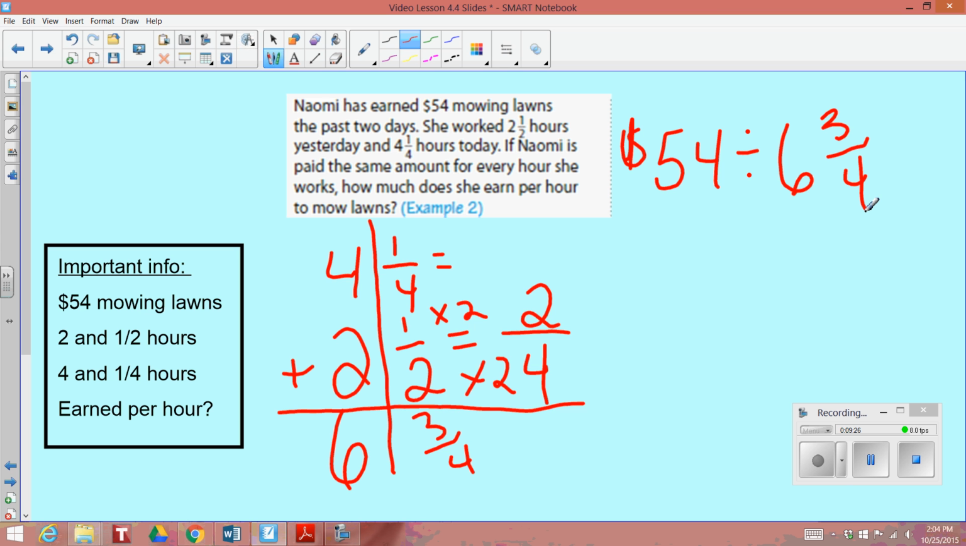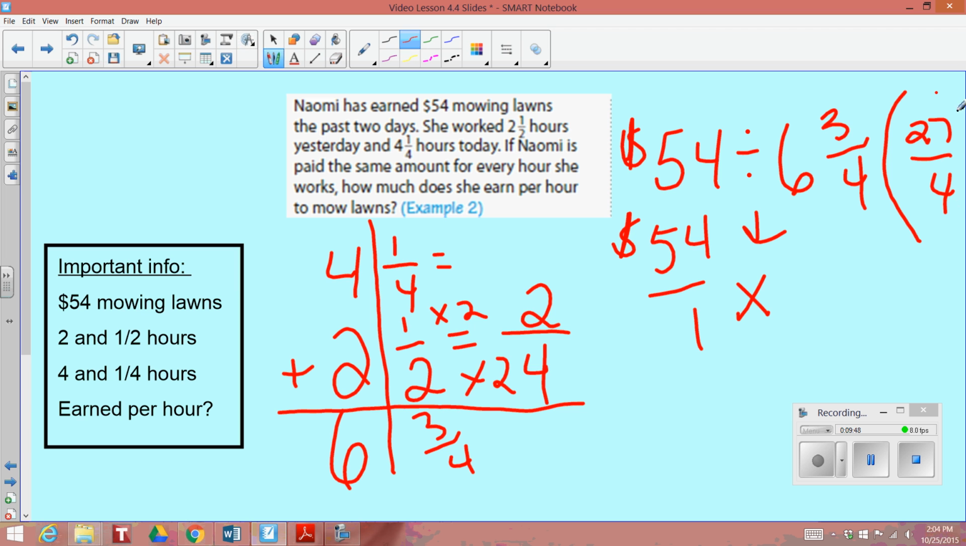So $54 over 1. And instead of using division, I'm going to use multiplication. And this 6 3/4 is a mixed number. I need to first make this an improper fraction. So we have 6 times 4 is 24, plus 3 is 27/4. That's what 6 3/4 is equivalent to. And when I'm going to be dividing that into 54, I'm actually going to use multiplication and then the reciprocal of 27 over 4, which is 4 over 27.